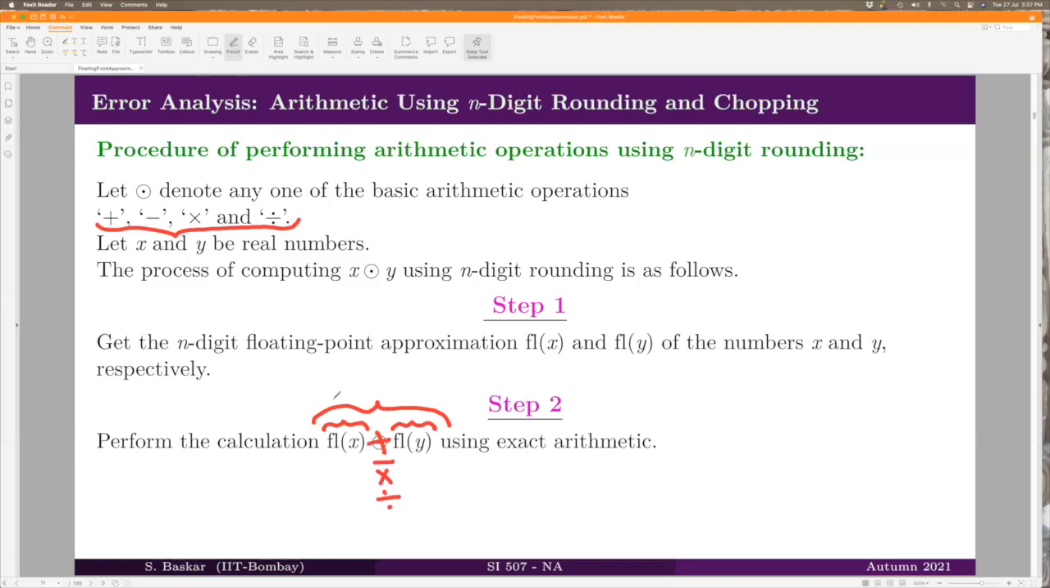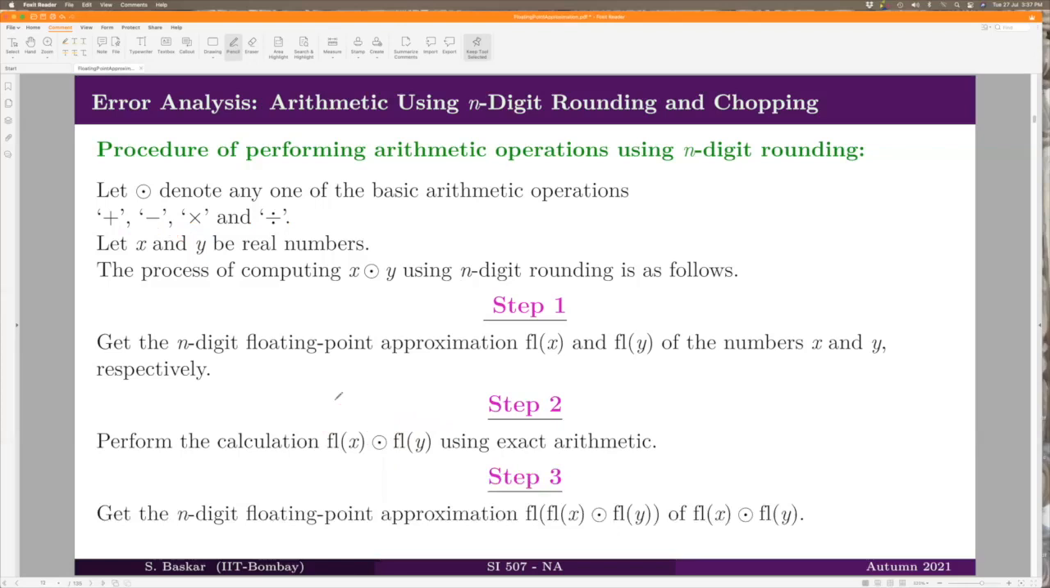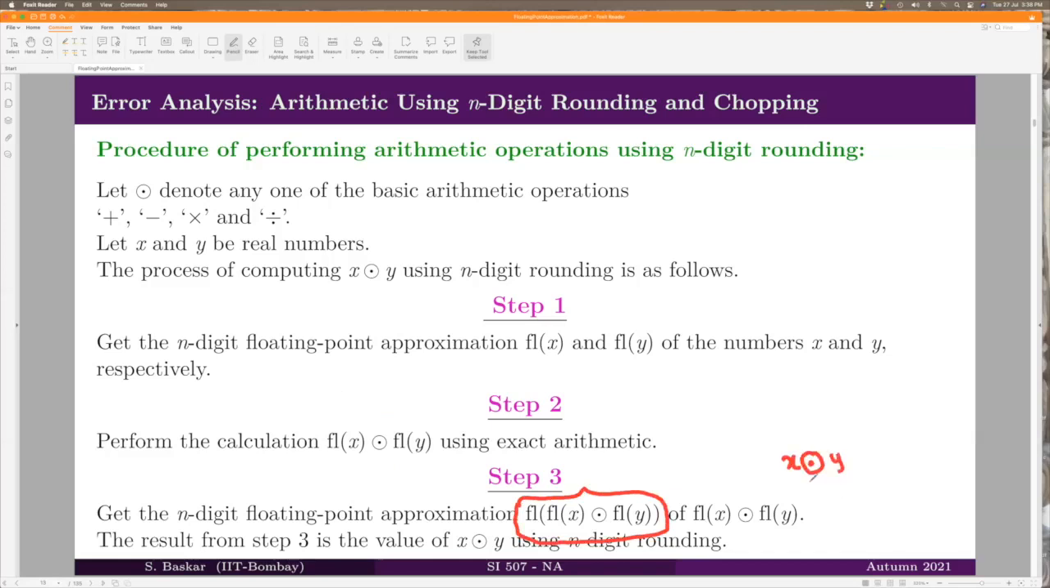Once it finds the value of this, it further makes the floating point approximation of that calculated number. And finally, what you get as an answer is only this. So you wanted to get the answer for this expression, but you got the answer for this expression. Note that it will be only approximately equal to what you want.